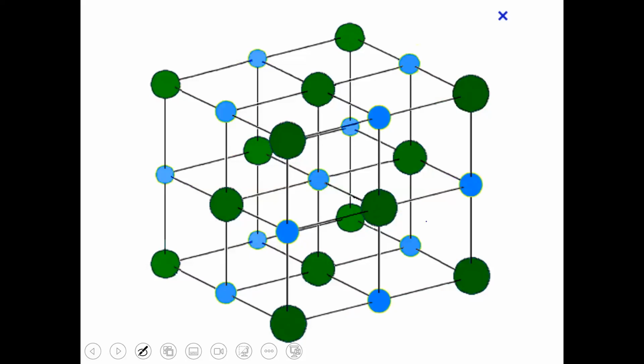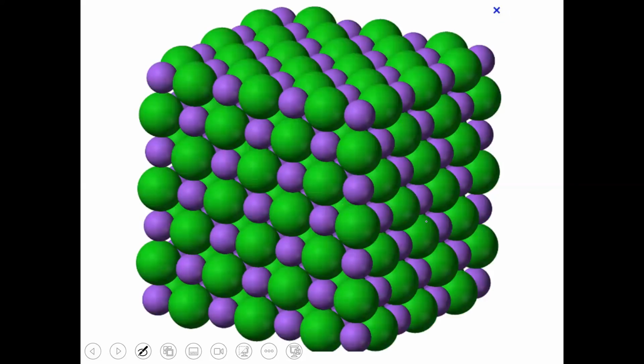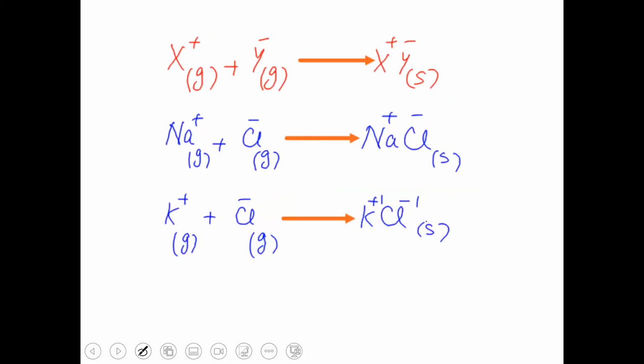This is a 3D repeating structure. So an ionic lattice is a very strong structure of repeating ions. Look at this compact structure of sodium chloride. How it forms: the overall equation is X plus plus Y minus gives solid. For example, sodium ions in gaseous state plus chloride ions in gaseous state merge to form sodium chloride in solid state. You have to copy this screen now.